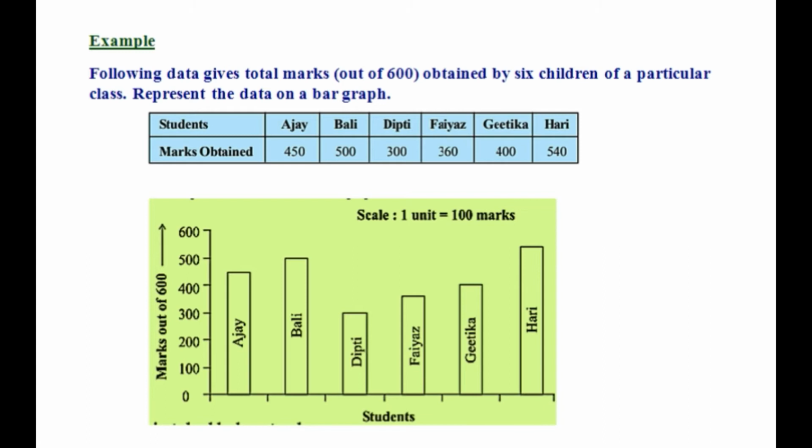So the width should be the same. The width of the bars, you see, is the same everywhere. Width of the bars is the same everywhere. That is very important while drawing the graph. Take the correct width; in the bar graph, you have to take equal width.